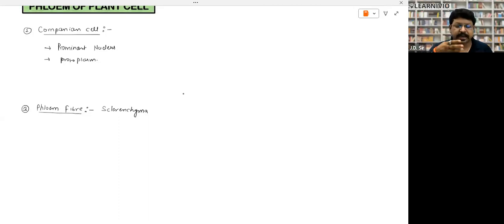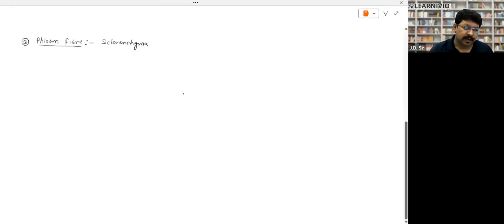And these sclerenchyma provide strength to the phloem column, right? Last but not the least, the fourth one, is phloem parenchyma. We know phloem parenchyma is a living cell. This is the same parenchyma which we have studied in detail in simple permanent tissue. Their function is storage of food.